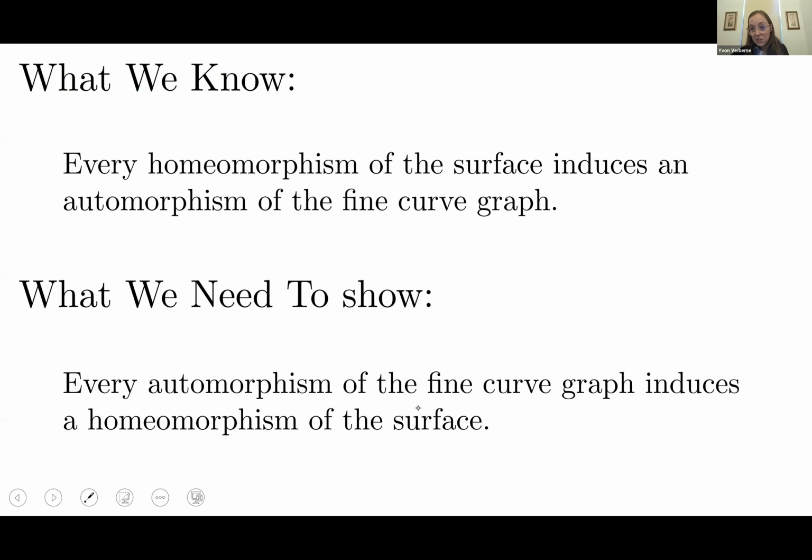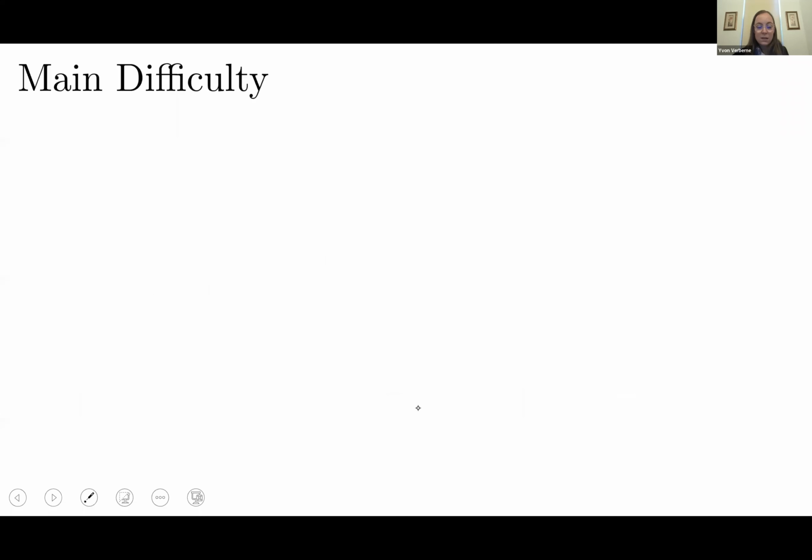So what we will need to show is that every automorphism of the fine curve graph induces a homeomorphism of the surface. Because we're working with the fine curve graph, there are going to be some pretty large difficulties that come up, which do not happen in the case of the curve graph.